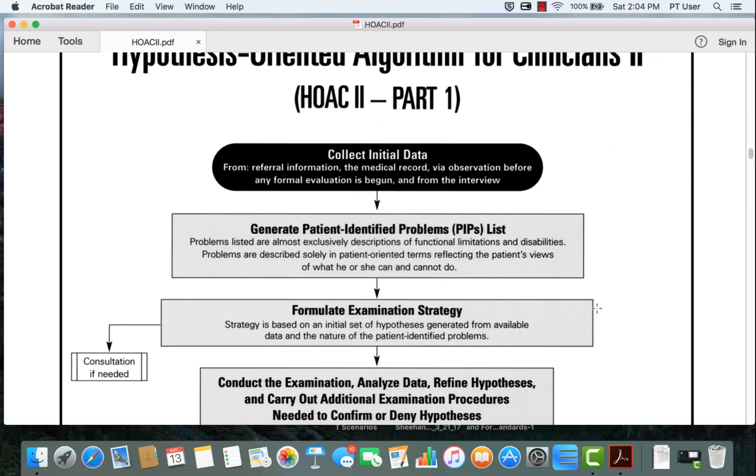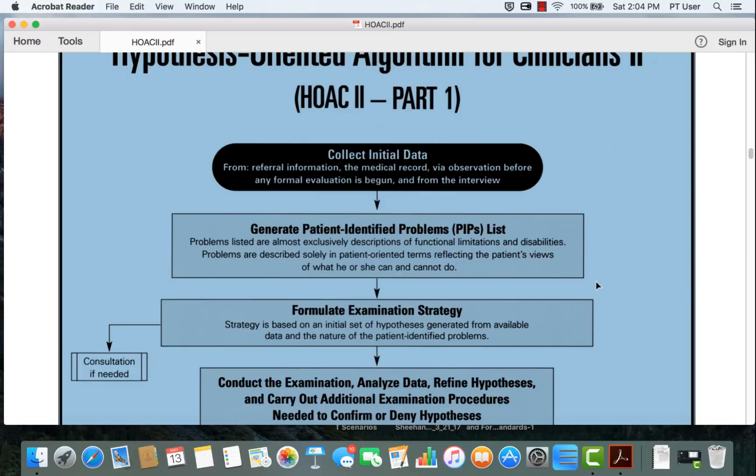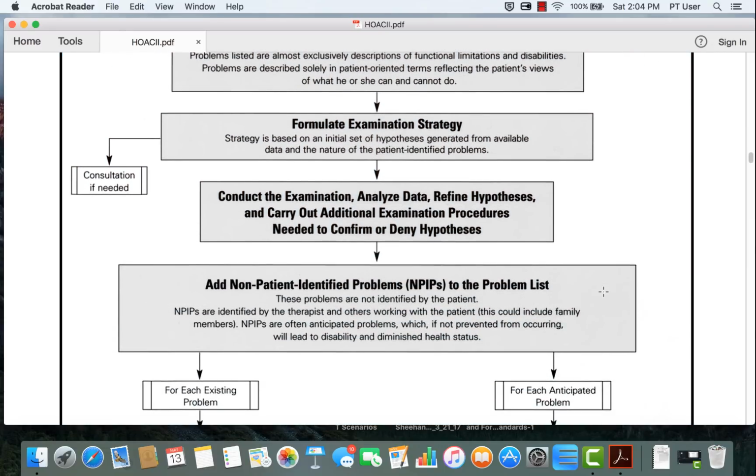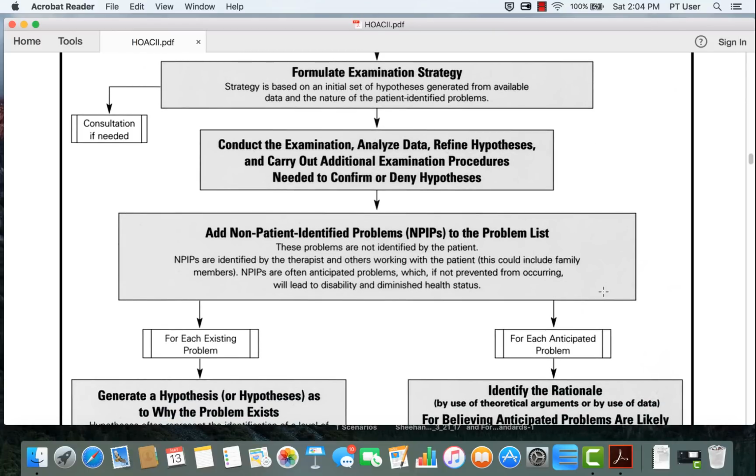Okay, let's continue here. We're going to move on from the PIP list and talk about our exam. So the next box there, formulate examination strategy. Now your strategy, as it says here, is based on an initial set of hypotheses generated from available data and the nature of patient-identified problems.